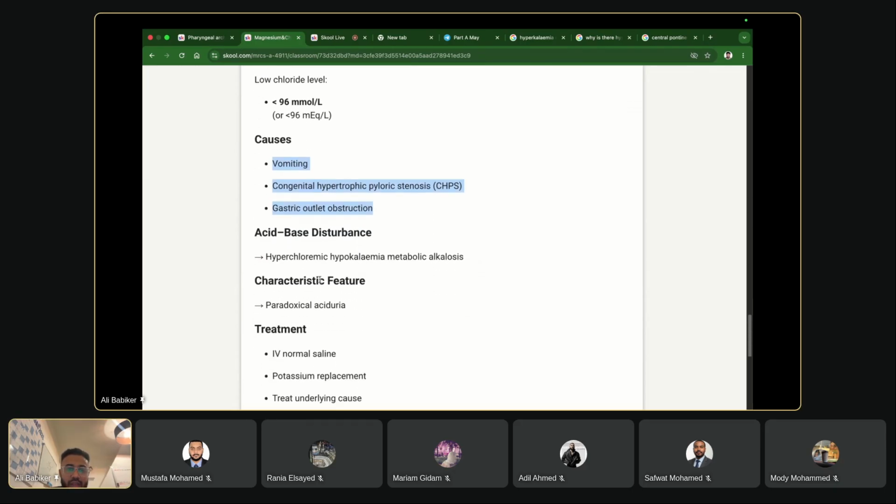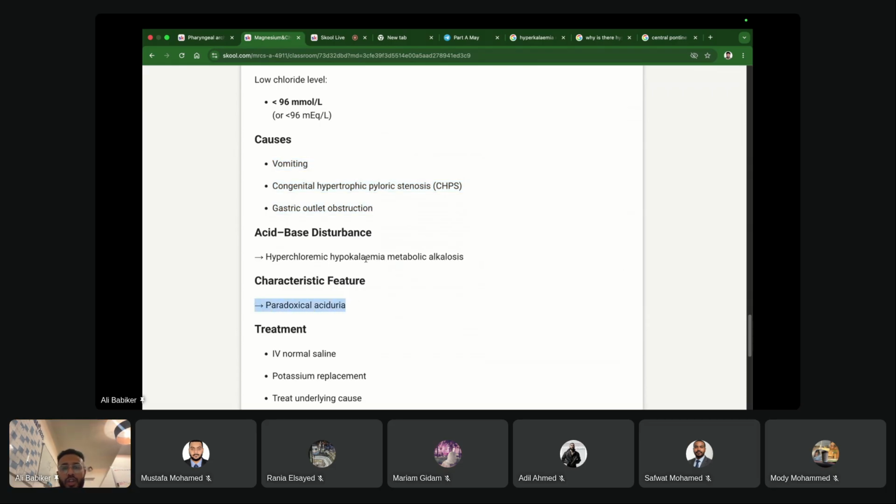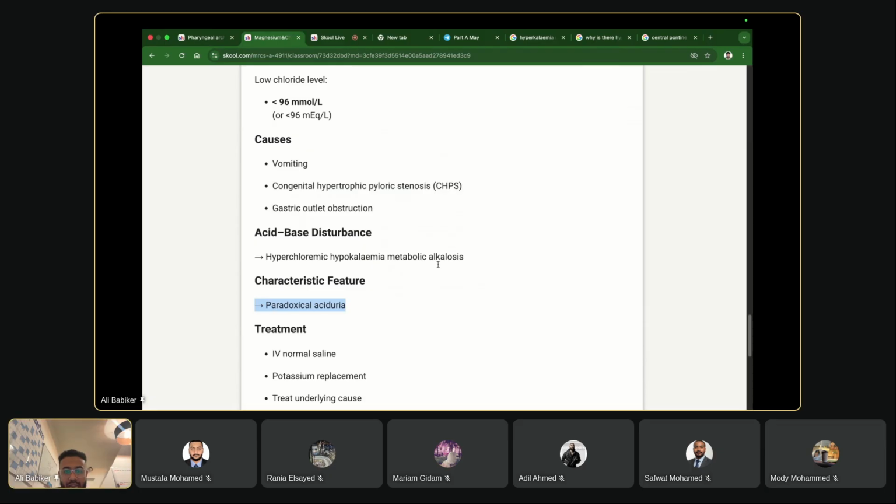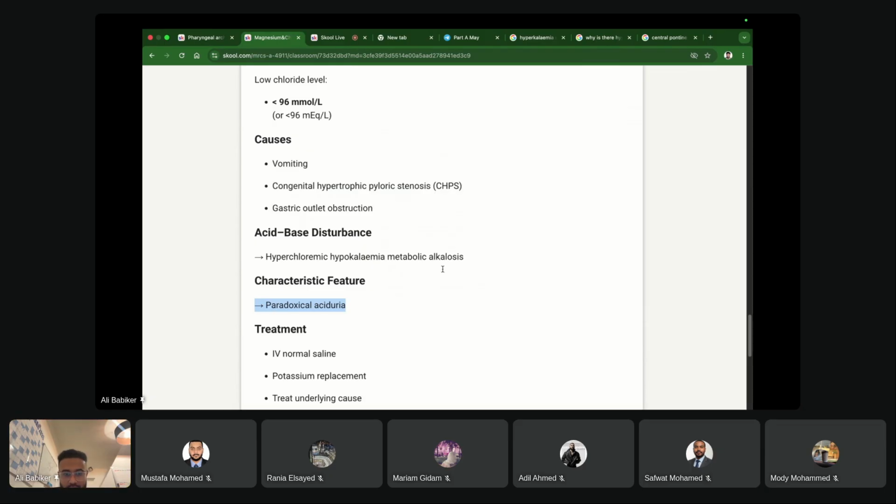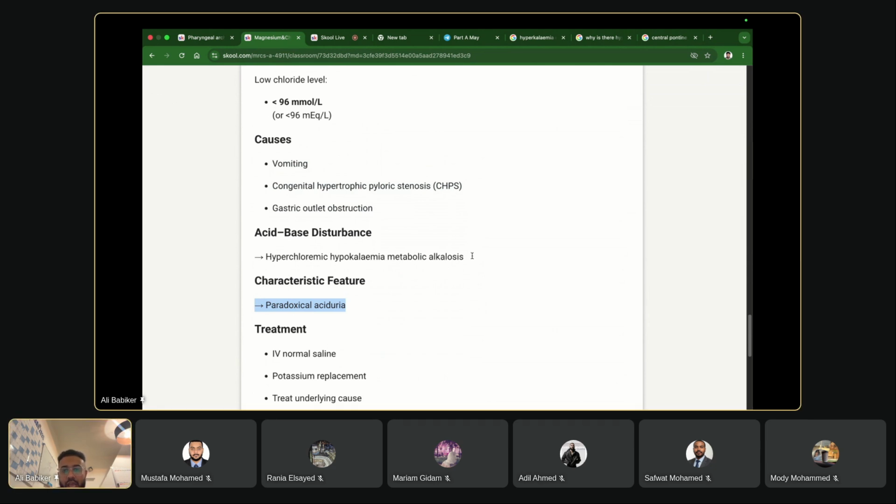Characteristic feature, there will be paradoxical aciduria. So if you have metabolic alkalosis, the HCO₃, the bicarbonate, should increase. The urine should be alkalotic. Why? Because your body is alkalotic, so the kidney should push hard to take the HCO₃, the bicarbonate, and push it outside.